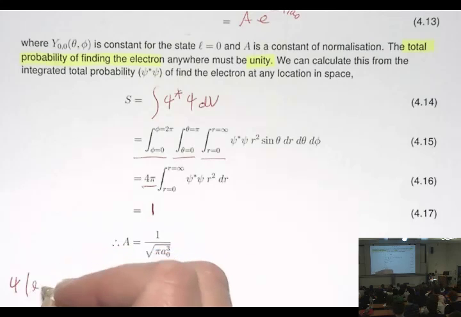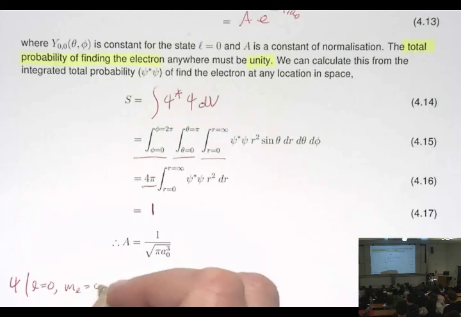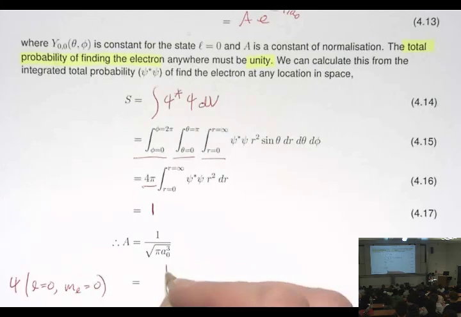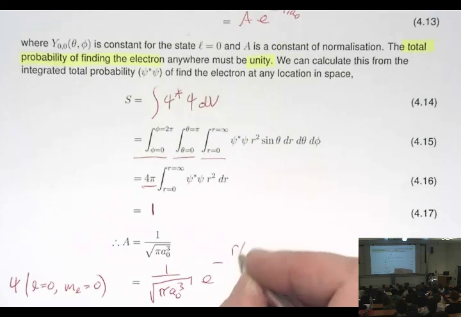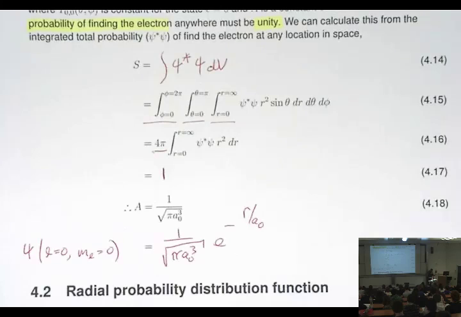For L equals 0, M sub L equals 0, it's 1 over the square root of pi a naught cubed, e to the minus r over a naught. It's a beautiful, simple expression. This is the wave function for the ground state electron in hydrogen.